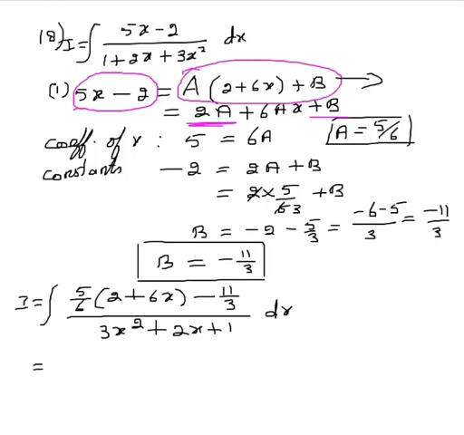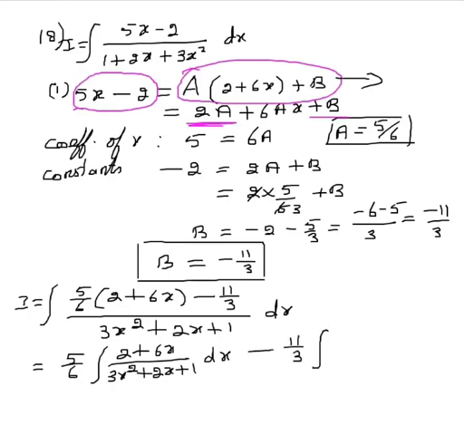Now the second step is we split this into two integrals. The first term is 5 by 6, integral of (2 plus 6x) divided by (3x square plus 2x plus 1) dx. And the second term is 11 by 3, it is a constant, so I can take it outside the integral, divided by 3x square plus 2x plus 1 dx. So this is our second step. After substituting the values of a and b, we separate the integrals into two.